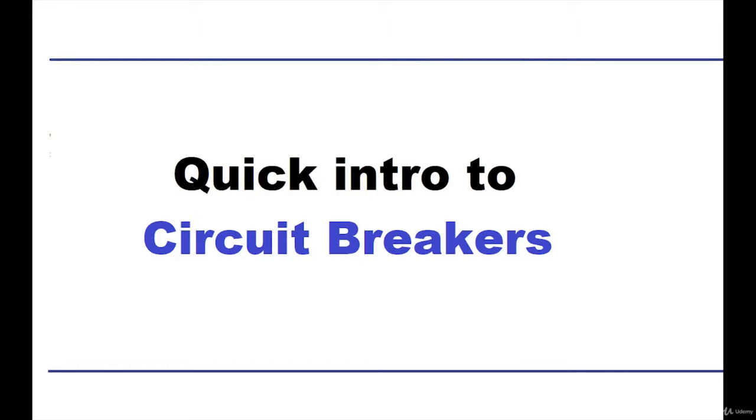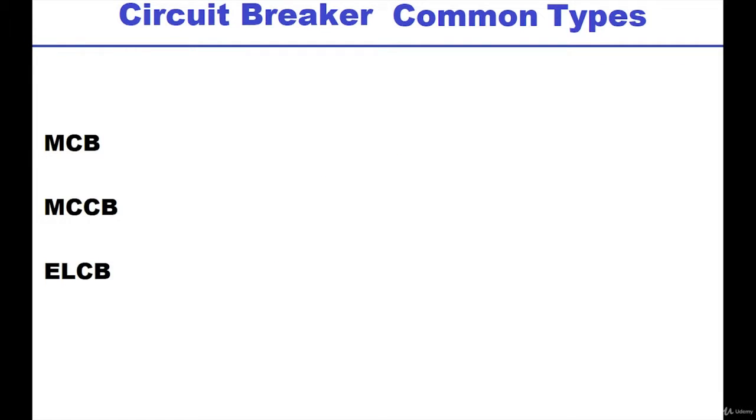So here we're focusing on three types of circuit breakers, which are widely and commonly used in every single industrial automation control panel. These types are MCB, MCCB, and ELCB circuit breakers. And in this lecture, we will explain briefly the differences and application in between these three types.